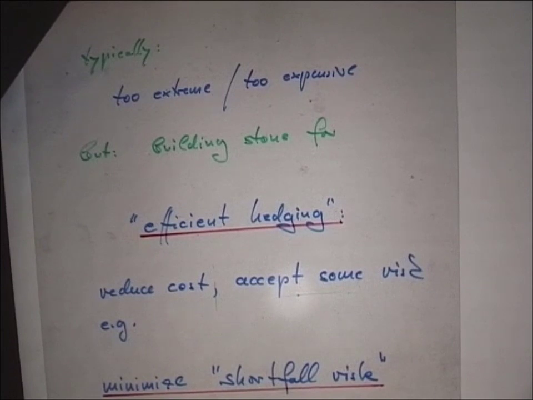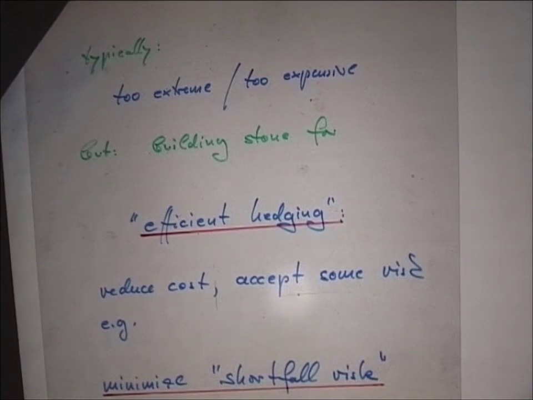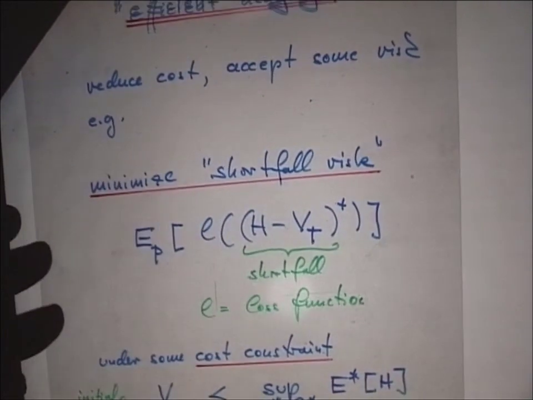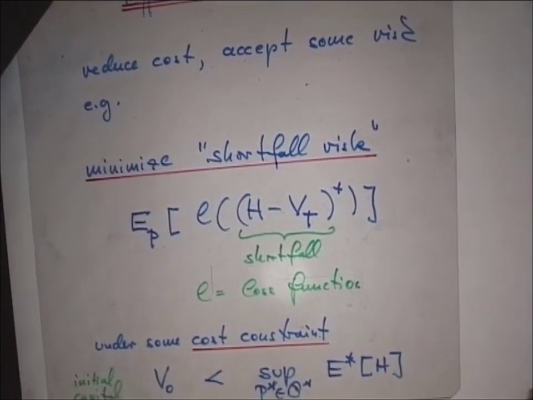But the technique of super-hedging turns out to be an important building stone for other approaches which may be more practical. For example, efficient hedging. You reduce cost, and in turn, you have to then accept some risk. For example, you could say, let's minimize the shortfall risk.